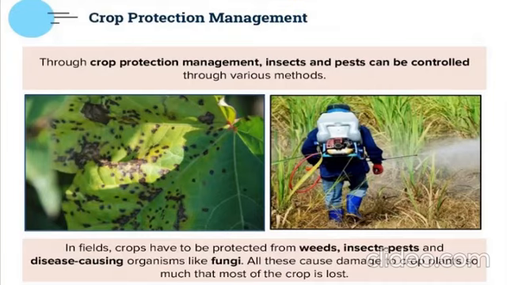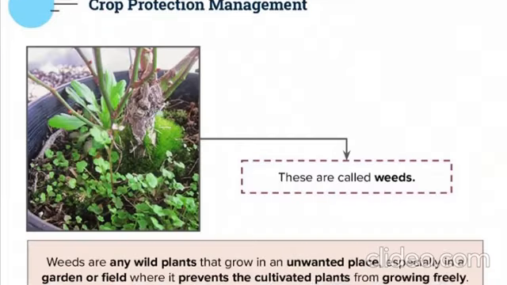Moving towards the next topic, that is crop protection management. Now our crops are grown and ready, but how do we protect them? Through crop protection management, insects, pests and diseases are controlled through various methods. In fields, we have to protect our crops from weeds, insects, and disease-causing organisms like fungi and bacteria, because if not taken care of, these crops may get damaged.